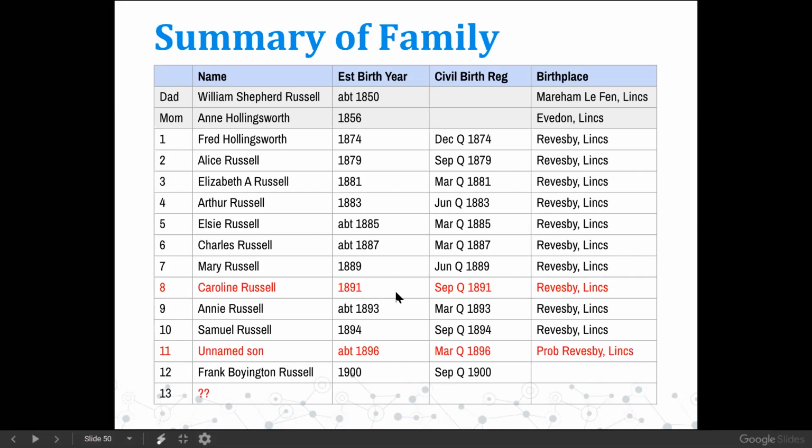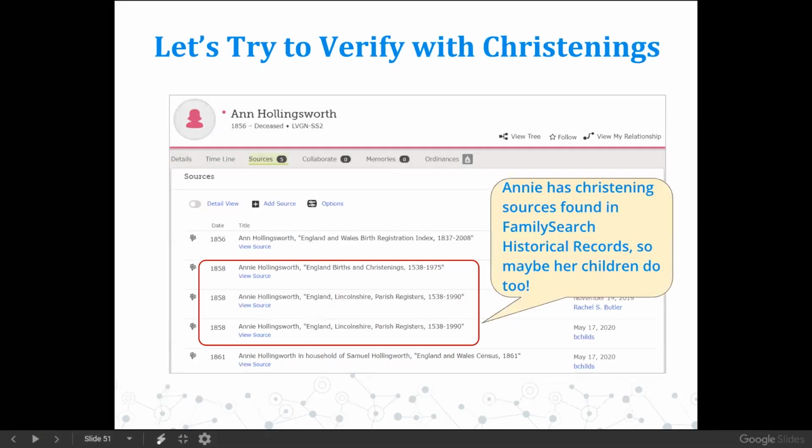So we have just found 2 additional kids that were missing before, but we're still not sure if we're missing that 13th kid. So what we want to do next, another place that we can try to verify this, is christening records. So as you recall, Anne had 3 extracted christening records. That says to us that Family Search, or whatever the entity was at the time, probably we could just safely say the Church of Jesus Christ of Latter-day Saints, was doing extraction in England at this time and place. There's a really good chance that Annie's kids got extracted as well, and that they have christening records in the system. So let's look in Family Search historical records and see if we can find any.